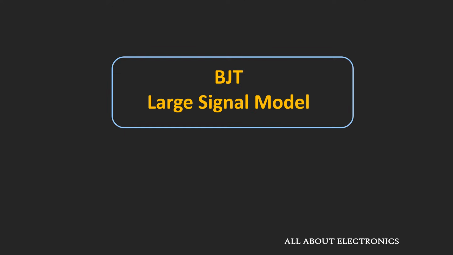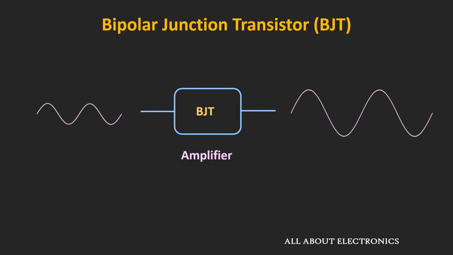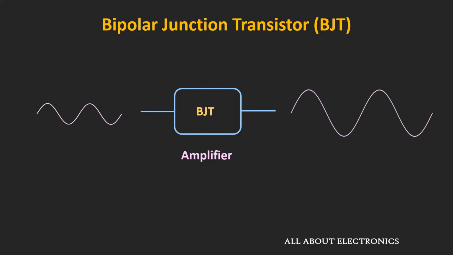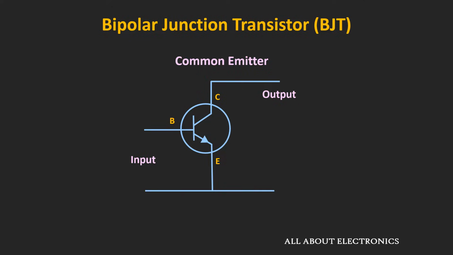Now one of the most common applications of the BJT is to use it as an amplifier. Now when we say the term amplifier, then it could be either a voltage, current or power amplifier. But here I am referring to the voltage amplifier. That means whenever we apply a small voltage signal at the input of this BJT, then using the BJT it is possible to amplify that signal. And the common emitter is the most preferred BJT configuration for voltage amplification.